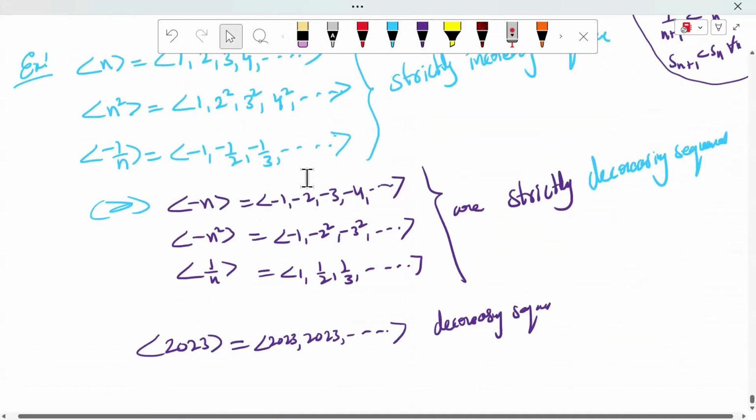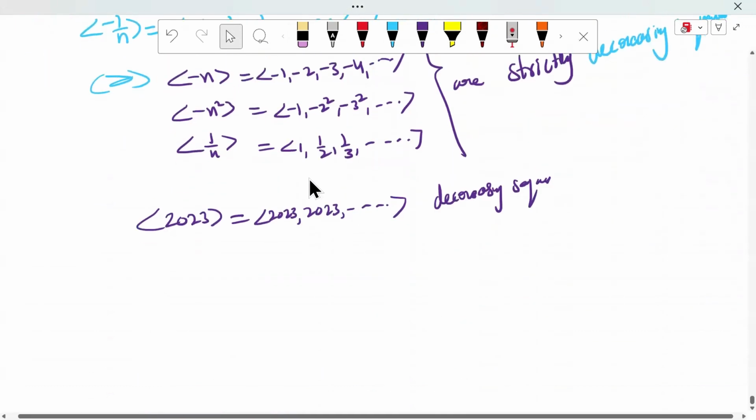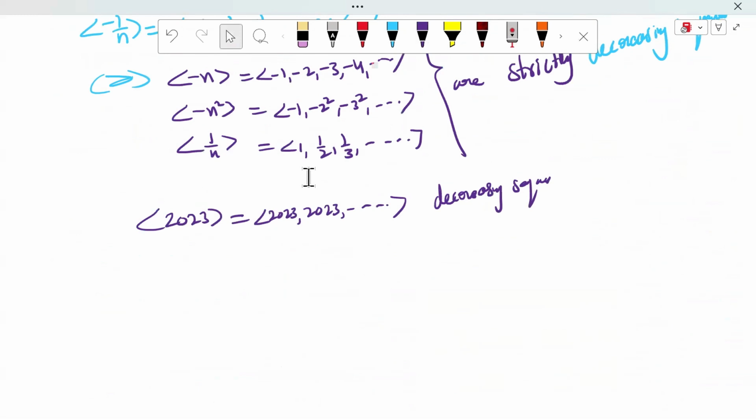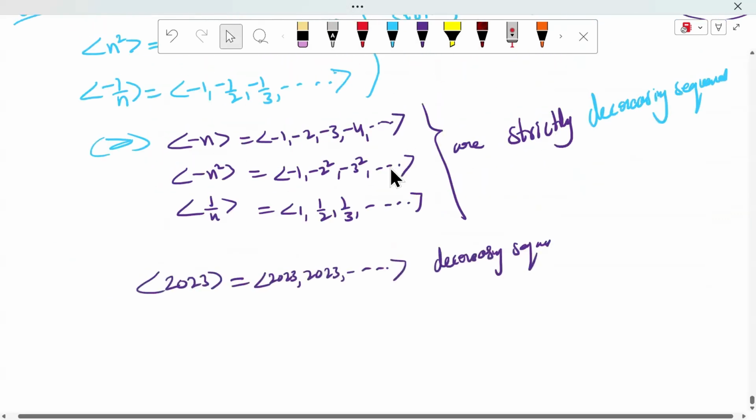Okay, sir. Next, we can take some examples of decreasing sequences. For example, a sequence Sn equal to, these are decreasing sequences.